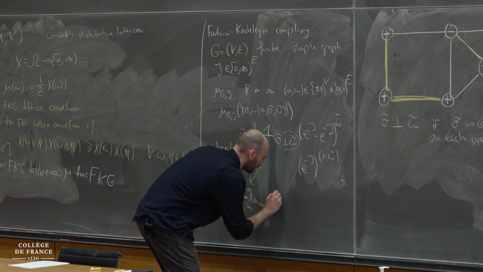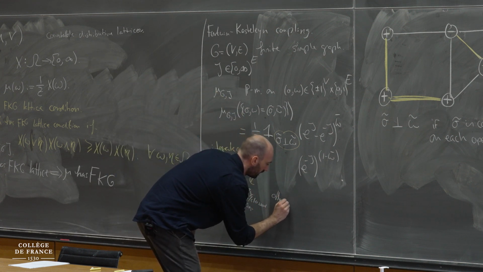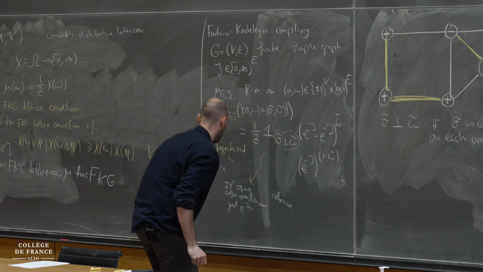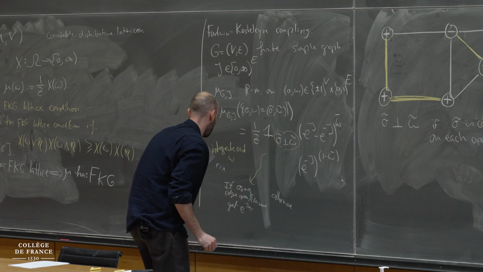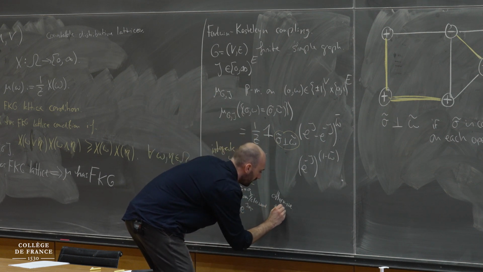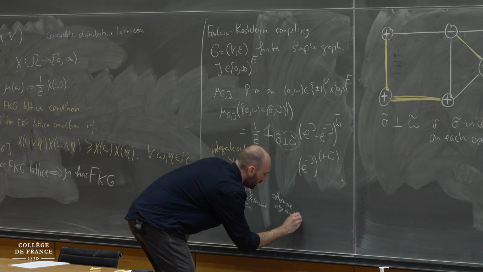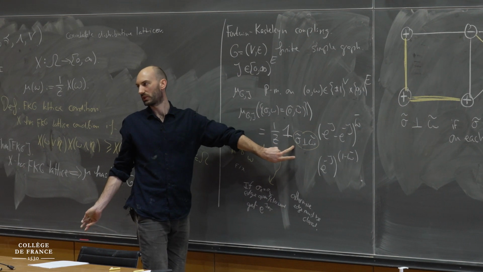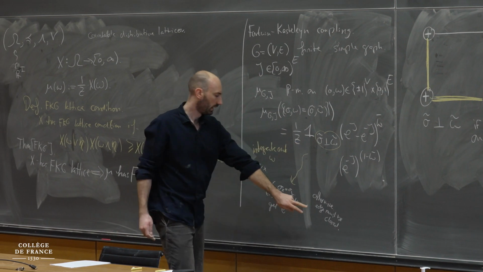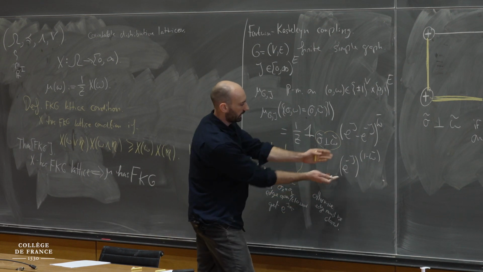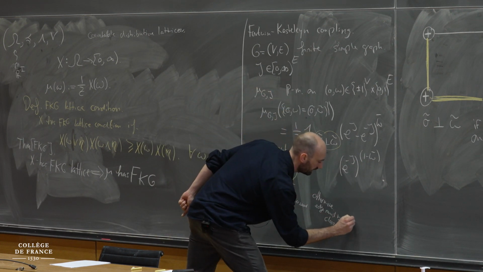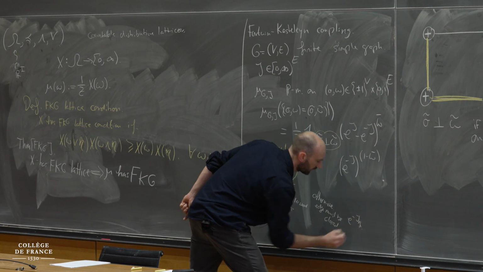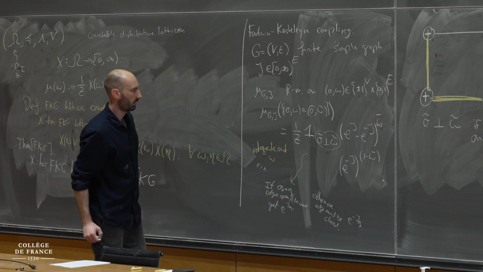And otherwise, the edge must be closed. It must be closed because of this vector. If it's open, you just get a contribution of 0. And if it's closed, then we only have this term, so it's e to the minus j xy. Okay?